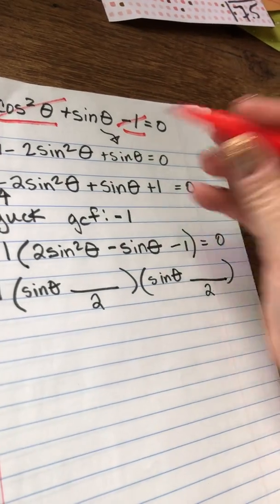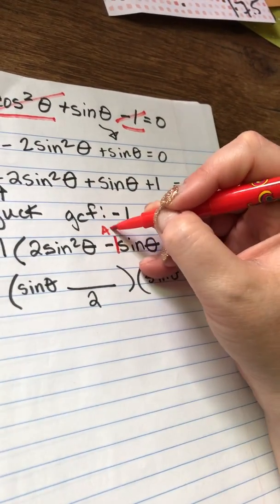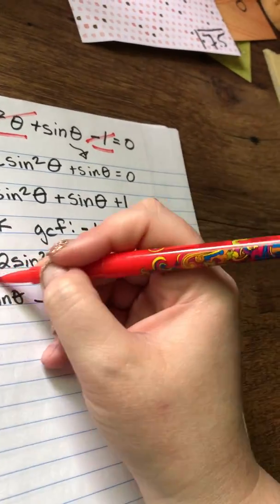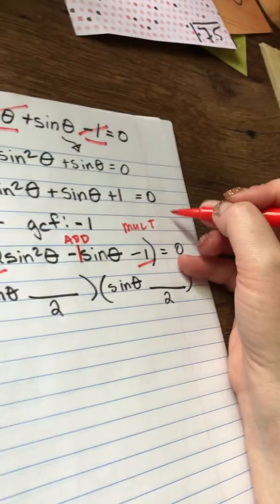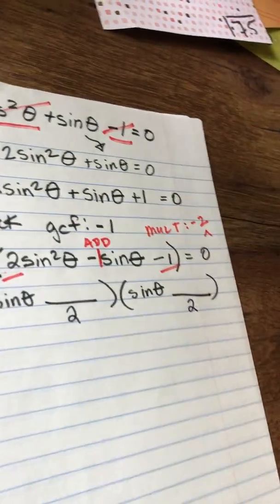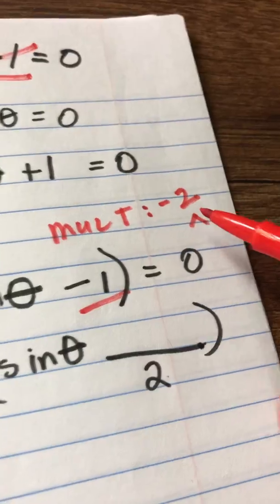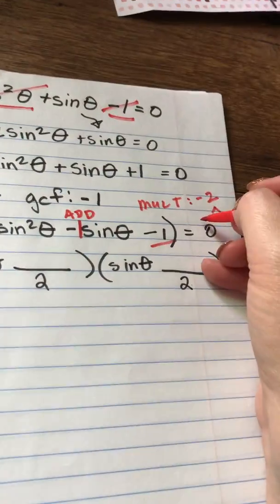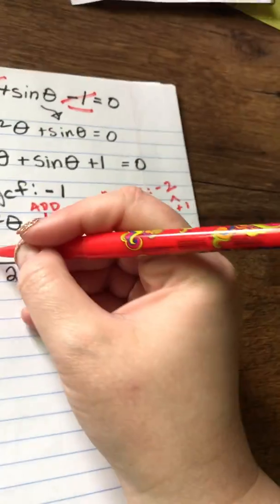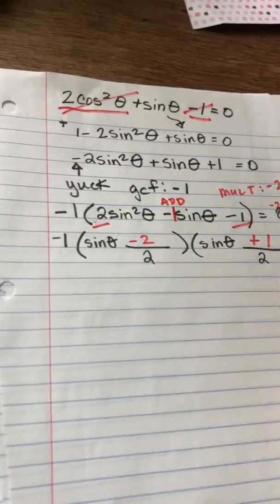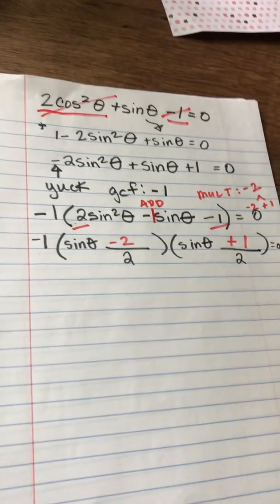And remember, we have to add up to this middle number, -1. And we have to multiply to the first times the last. 2 times -1 is -2. So what 2 numbers could branch off from this -2 that could also add to -1? How about -2 plus 1? So let's put these in the parentheses. And it's all equal to 0.